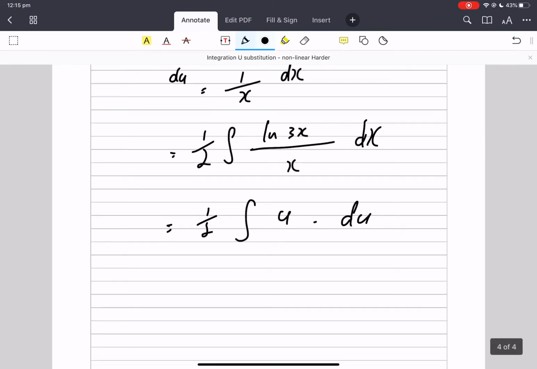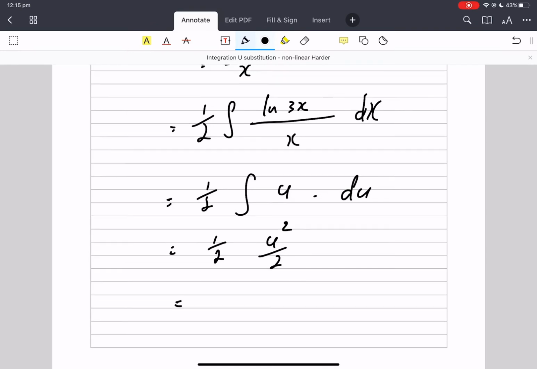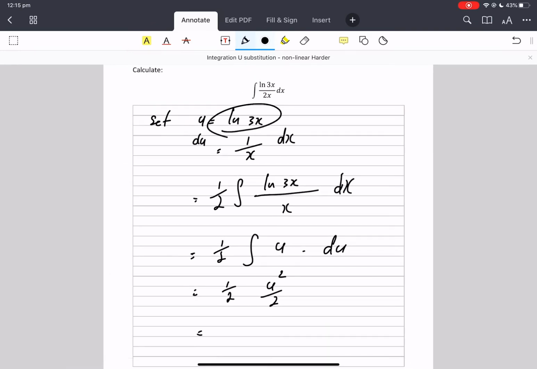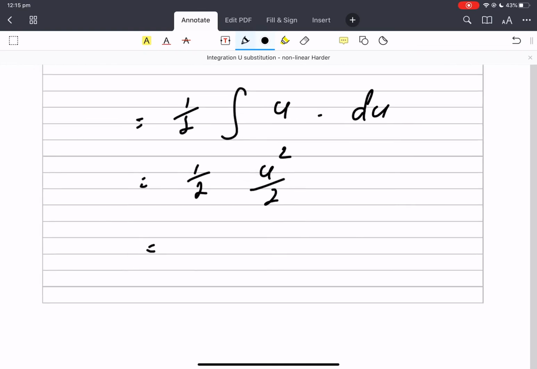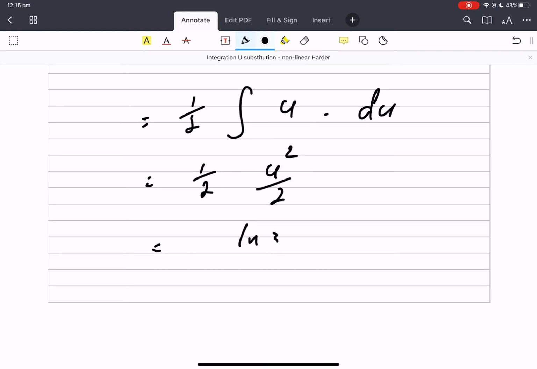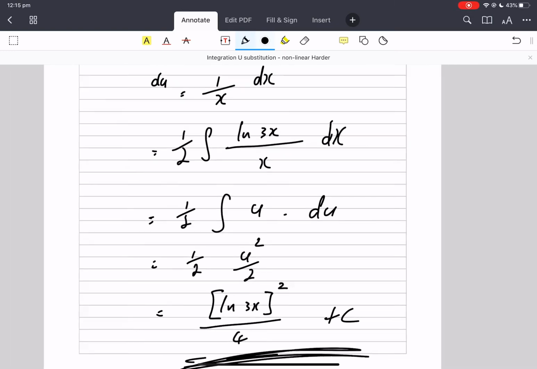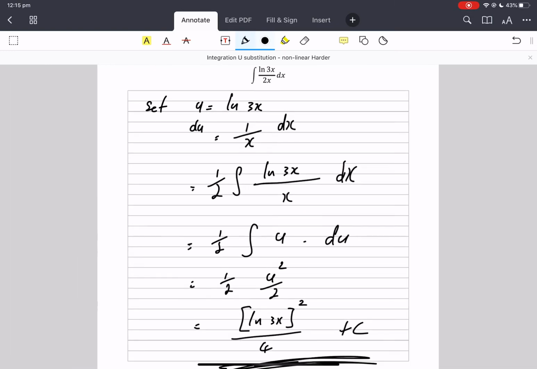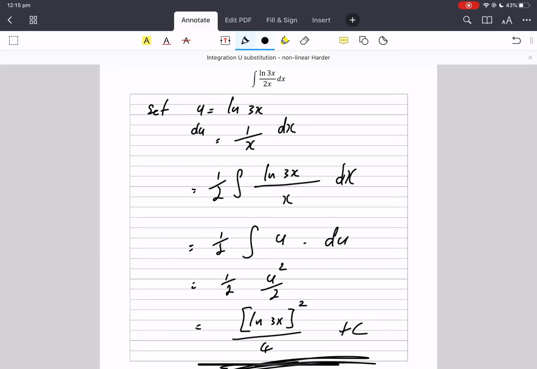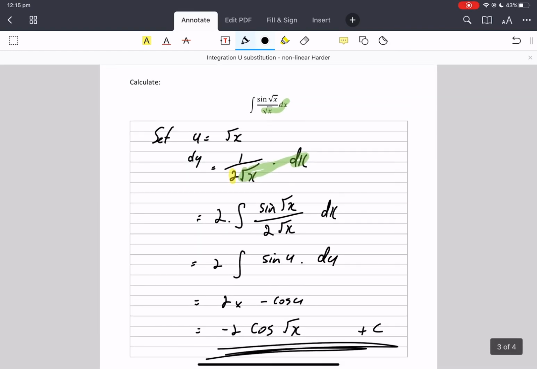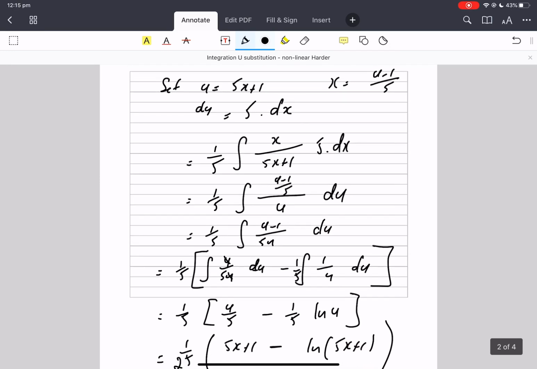That's the simplest integral ever, which is u squared on 2. What was u? Natural log of 3x. So it's the natural log of 3x all squared on 4 plus c. So you can see they're not actually all that hard, but there's so many different ways of putting them together. So please make sure you do all of these, all of the textbook questions, and you'll be right for the test.